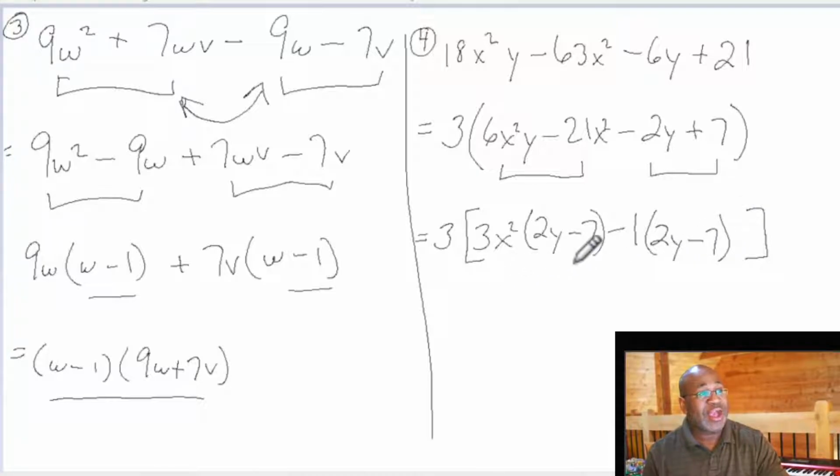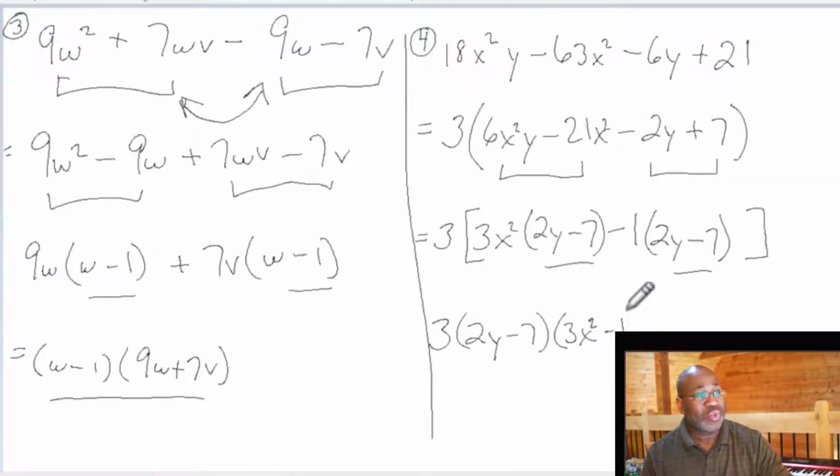All right, and so now we see, once again, we have the common binomial 2y minus 7, and so then we can extract that. So bringing down the 3, we have the common factor 2y minus 7. Take that out, and then what's left over will be 3x squared minus 1. And I opted to just change the brackets back to parentheses since they're out of the nested grouping symbol. And there we have the factored form.